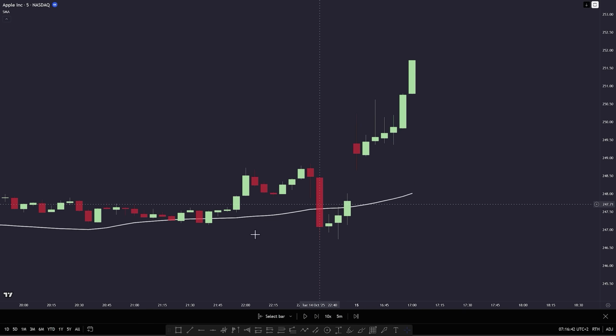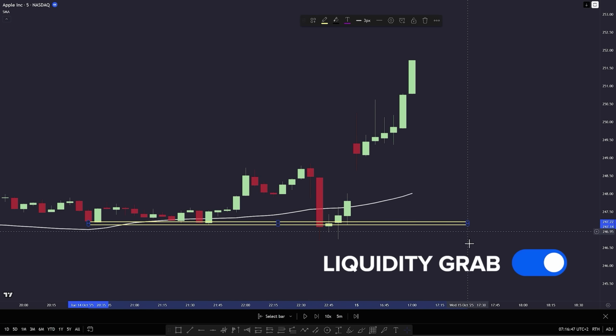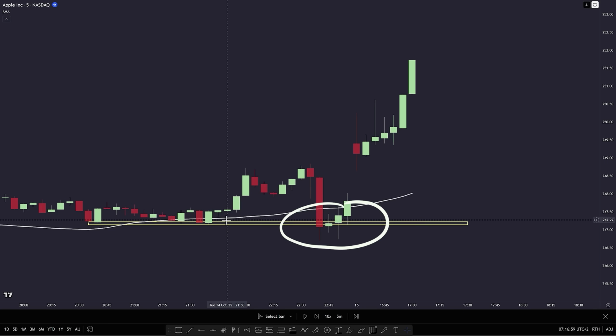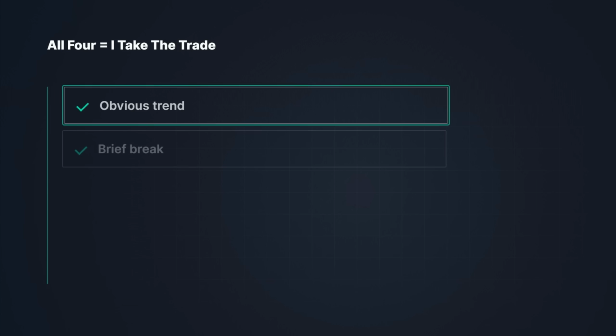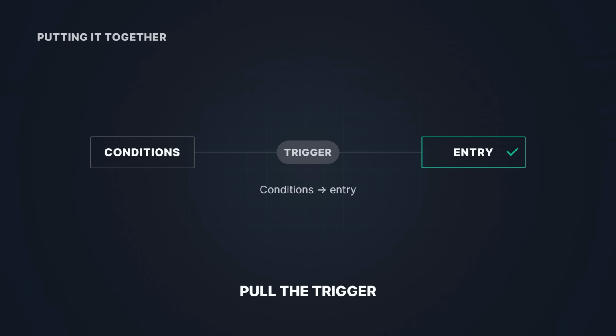And the last piece, this is the strongest signal I can get. A liquidity run. Watch this. Price doesn't just dip below the line. It goes further and takes out this previous swing low. See that level? That's where traders had their stops. The market just swept those stops, ate them for breakfast, and now it's ready to reverse. When I see a liquidity run combined with the other 3 pieces, obvious trend, brief break, low volume, I'm taking that trade with confidence. Let me show you exactly how I pull the trigger.